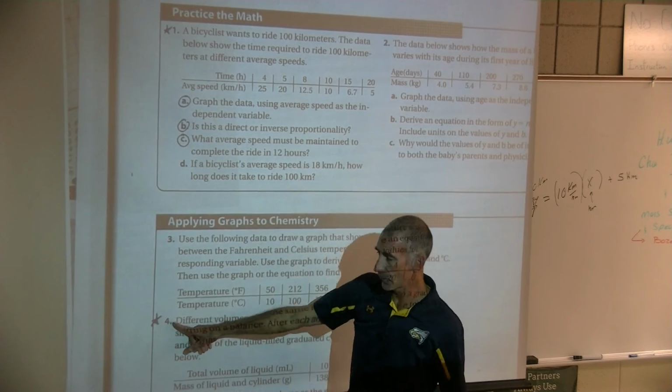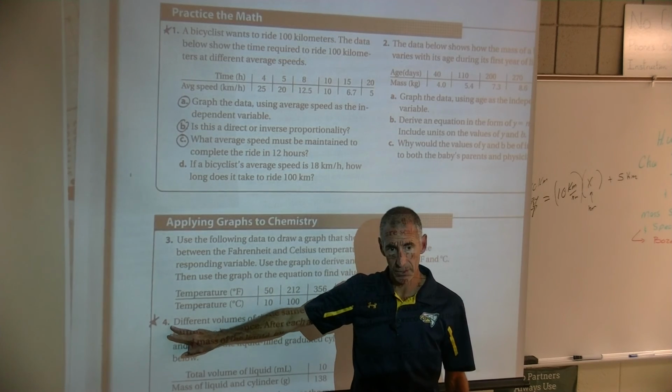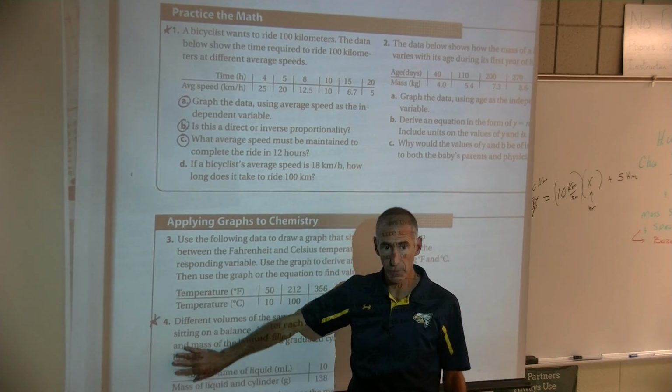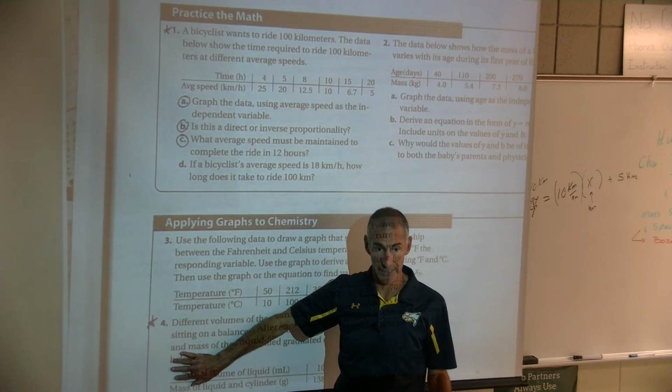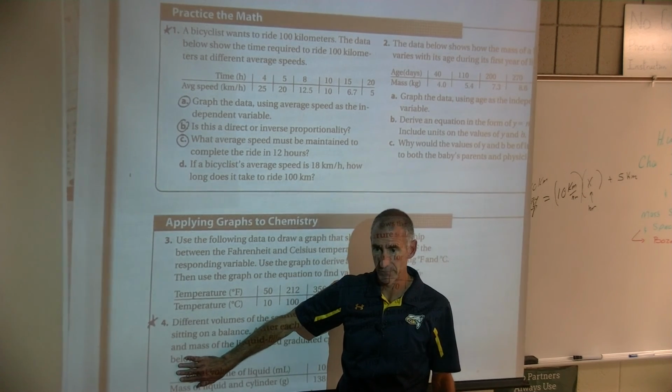Then you're going to go down to number 4. You're going to do all of number 4. Number 4 is similar to your tests, similar to what you're going to do Monday, and similar to the exam. So number 4 is a big one.